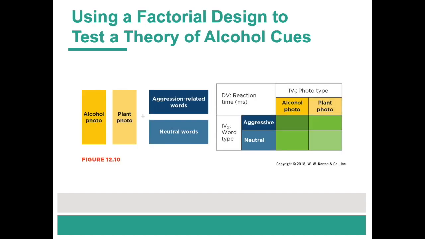So for example, to test the theory of alcohol cues, we can have alcohol photo and plant photo. So people come in, they see a photo with alcohol in it and a photo just with a plant. And then the other variable is aggression-related words and neutral words. So we may wonder what reaction times are in these situations. So the aggressive alcohol photos here, the neutral alcohol photo, neutral plant photo, and aggressive plant photo.